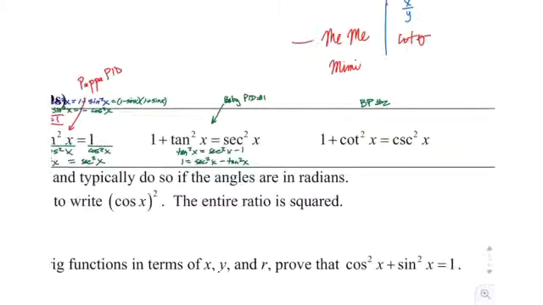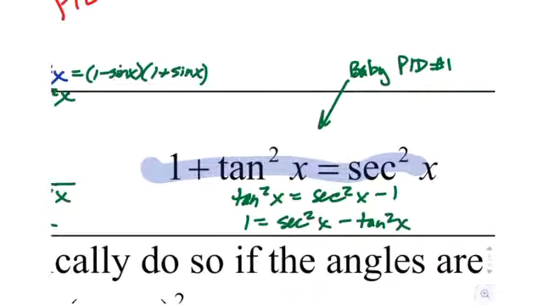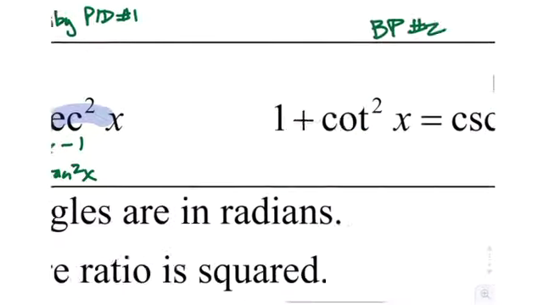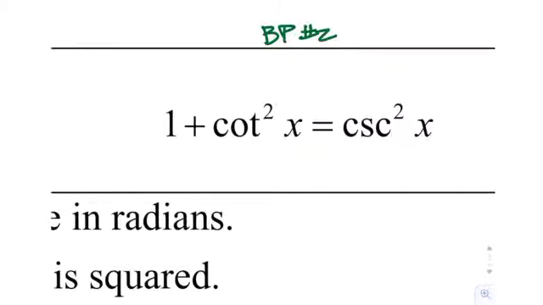Now, why is this guy baby PID number 1? First of all, let me show you how you can memorize it. Papa PID was not very good at naming his babies. So once he struggled and came up with this, 1 plus tangent squared is secant squared. The second name of his baby, you can learn by simply adding the word co in front of both of those. Okay? 1 plus cotangent squared equals cosecant squared. And that's baby PID number 2. So if you know baby PID number 1, baby PID number 2 is easy, right?